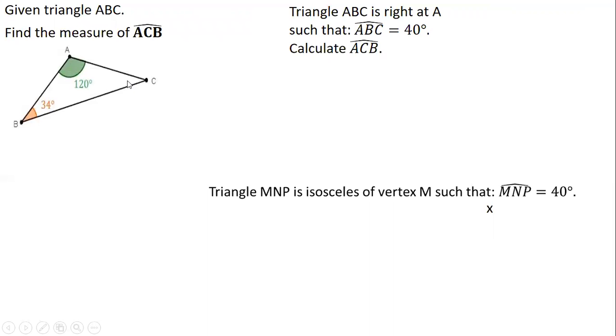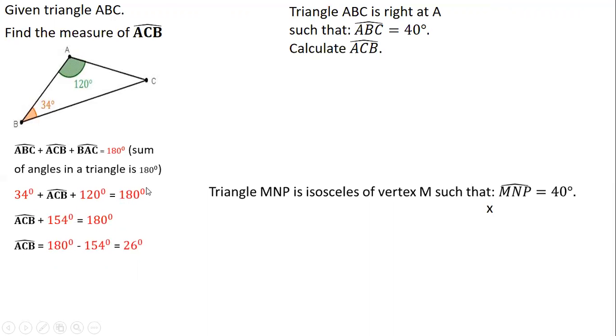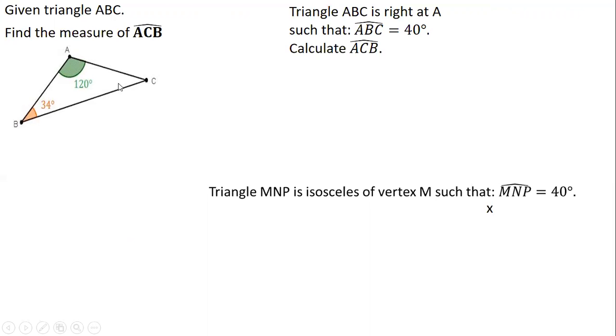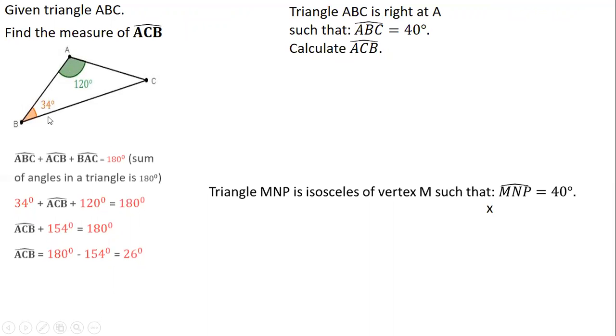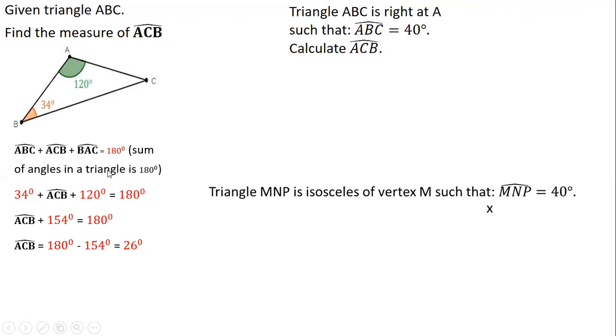So we should start from the special sentence that I said before, which is the sum of angles in a triangle is 180 degrees. So if we add the measure of angle BAC plus angle ABC plus angle ACB, it will be 180 degrees. The sum of angles in a triangle is 180 degrees.